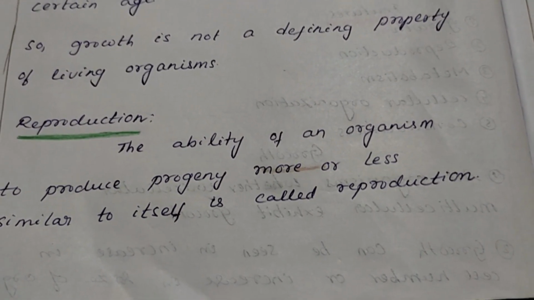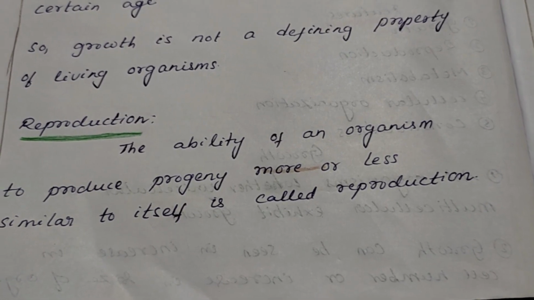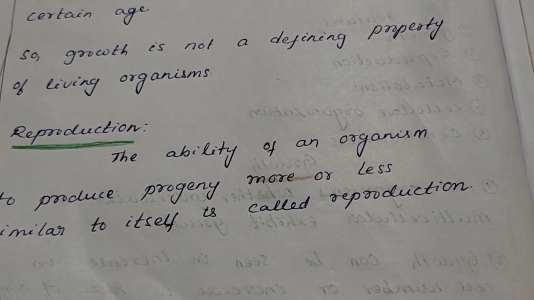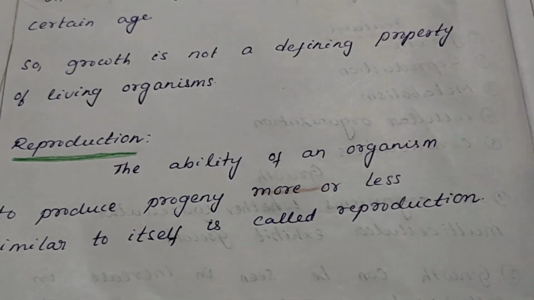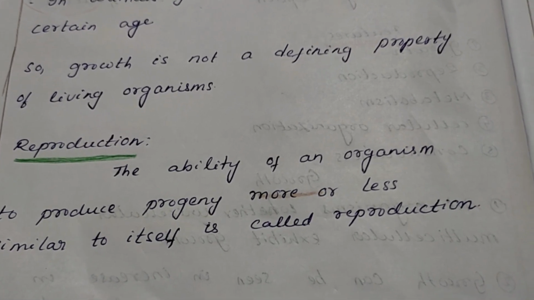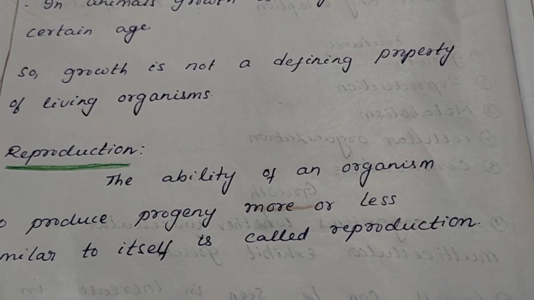Hi everyone. Last video we have seen that growth is not a defining property of living organisms. Today we will see reproduction. It is a feature of living organisms. So what is reproduction? The ability of an organism to produce progeny more or less similar to itself is called reproduction. So producing their own kind is called reproduction.